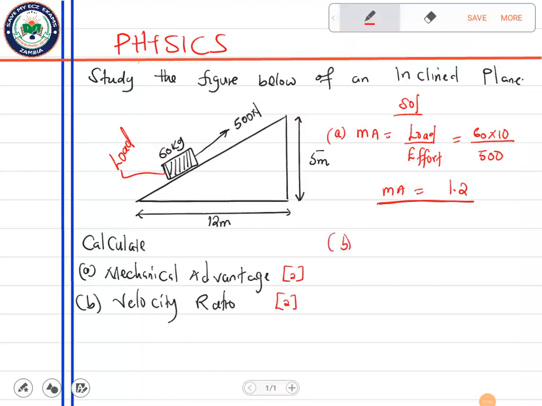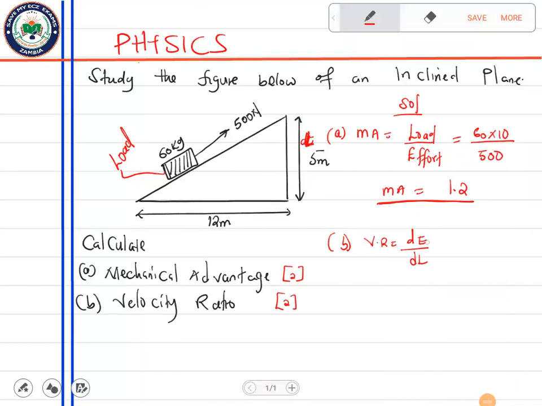Part B says velocity ratio. Now we know that velocity ratio is equal to the distance moved by the effort divided by the distance moved by the load. Now take note here. The distance moved by the load is the one which is the height. So this is the distance moved by the load.